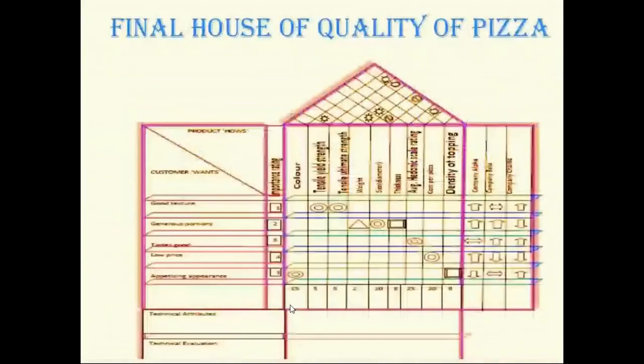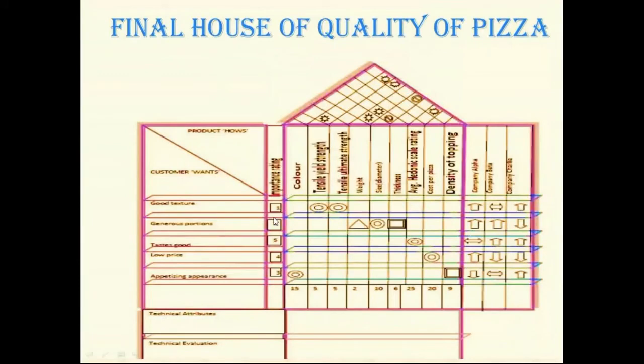So this is the final house of quality for the pizza. Here you find the customer needs. You can see my arrow. This is giving you the product's house. When I say how, it is defining the technical requirements. This is giving the comparison of your competitors. Yeah, this is giving the importance of rating.